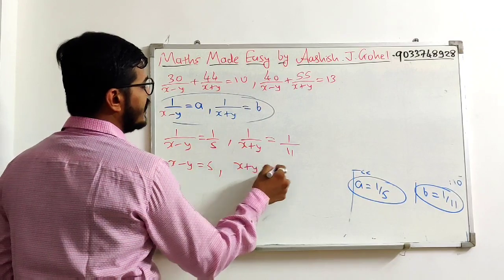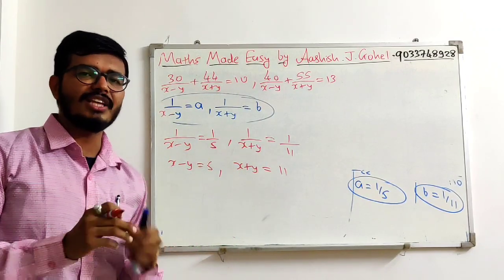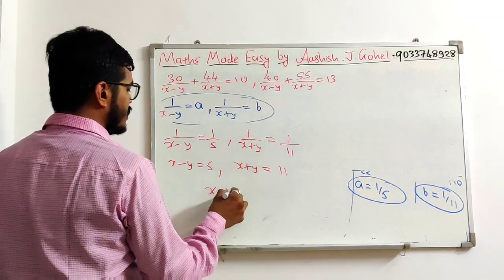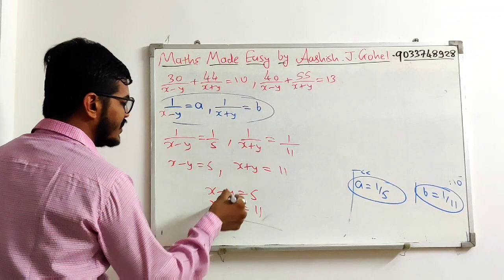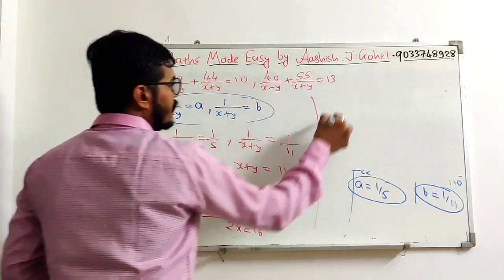Now it is very easy to solve these two equations with the help of elimination method. So let us just add these two equations. So x minus y is equal to 5, x plus y is equal to 11. If I add these two, then y will get cancelled. 2x is equal to 16. So the value of x is equal to 8.